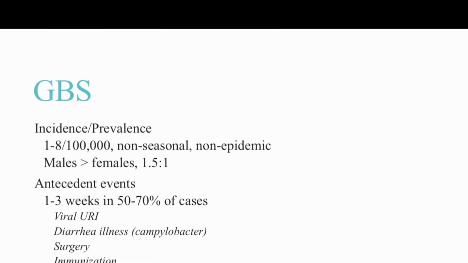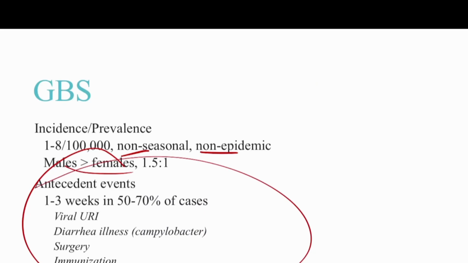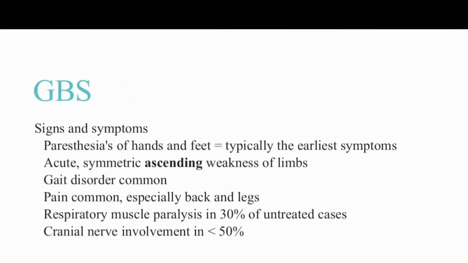Incidence, prevalence, 1 to 8 in 100,000, non-seasonal, non-epidemic. More males than females can get it. And ask about any events that happened prior to them getting these types of symptoms. Okay, where they have a viral URI, they have Campylobacter jejuni infection causing diarrhea, immunizations. You hear it a lot with the flu vaccine. And so ask these questions. What was going on before all this happened?